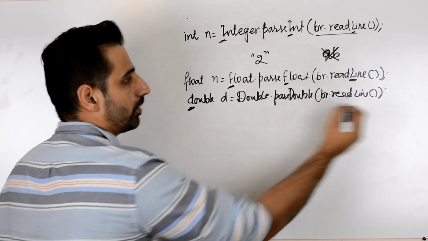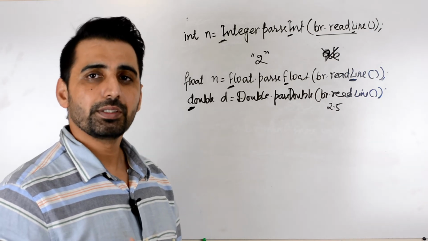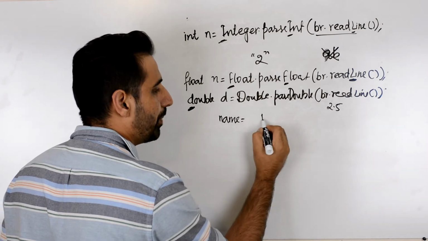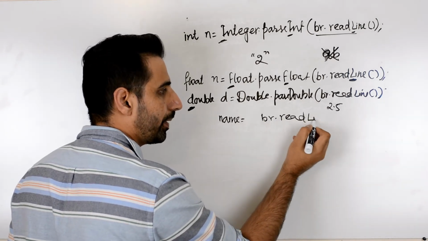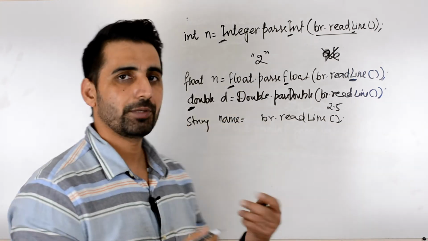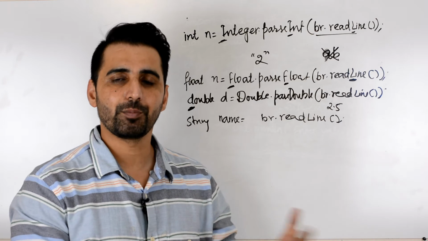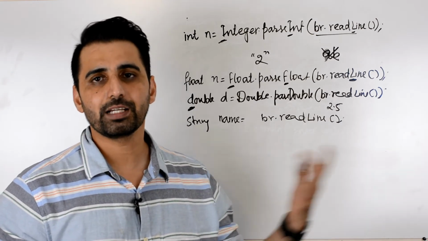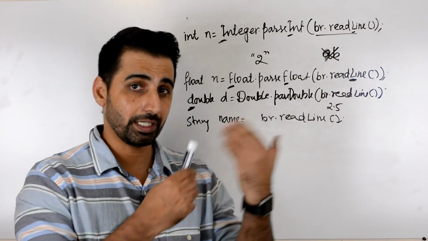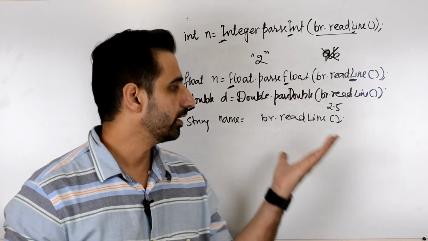If we have to enter a number like 2.5, then we have to write Double.parseDouble(br.readLine()). Suppose you have to enter a name. A name is a string, so we can write name equals br.readLine. Why haven't we written String.parseString with br.readLine? What I told you is that br.readLine will read a string from a keyboard. If we read a string from a keyboard, then we need not convert it, because it's already a string. But if we have to convert a string to integer, then we use Integer.parseInt. If it is already a string, then we simply write br.readLine.